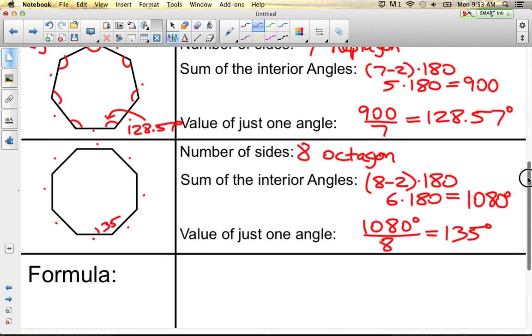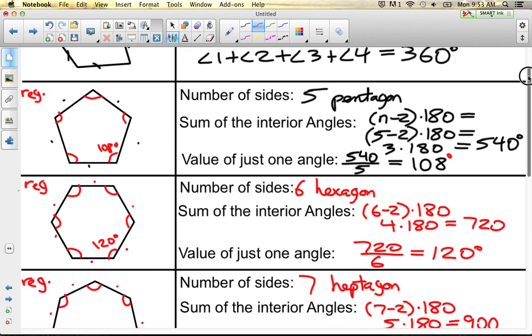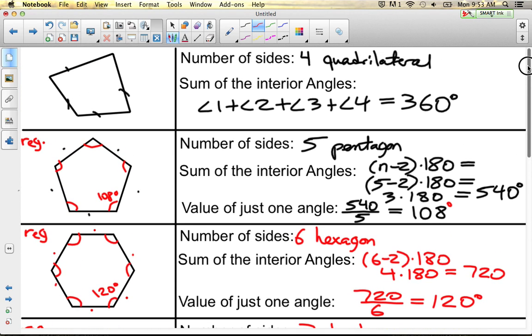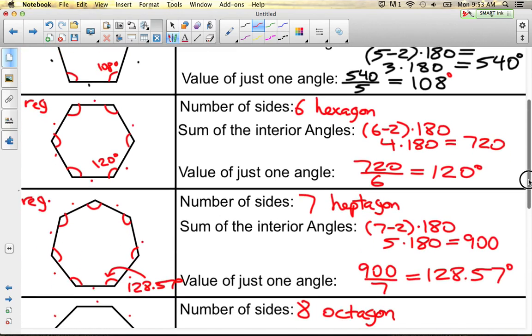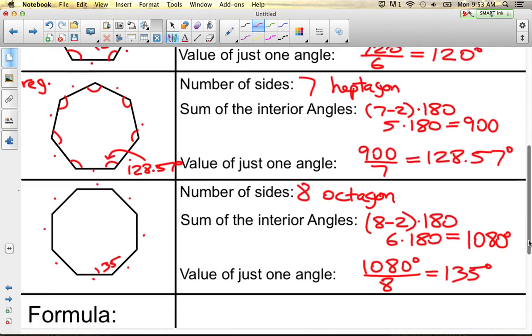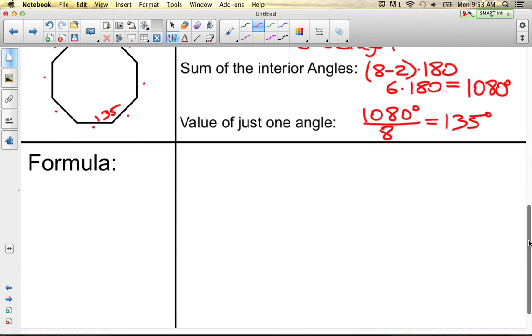Now, I also want you to notice the key word appears regular. Starting with, not the quadrilateral, but starting with the pentagon, all of these polygons were regular. So anytime we had a regular polygon, to find the value of just one angle, we divided by the amount of sides.